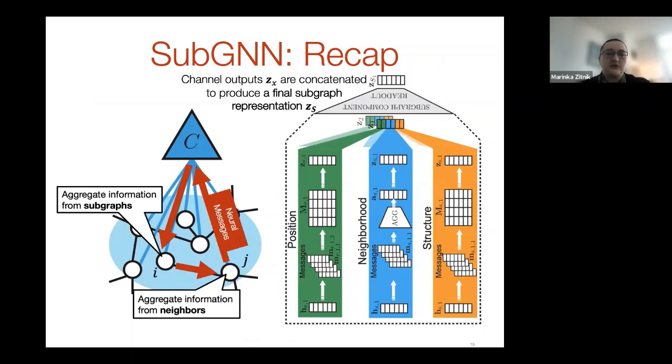To recap this particular part, the key points are that the algorithm operates by exchanging neural messages and vectors along edges in the graph, as well as between anchor patches and subgraph components. This is done through a two-level hierarchy and through three different channels, each channel capturing a distinct aspect of subgraph topology.